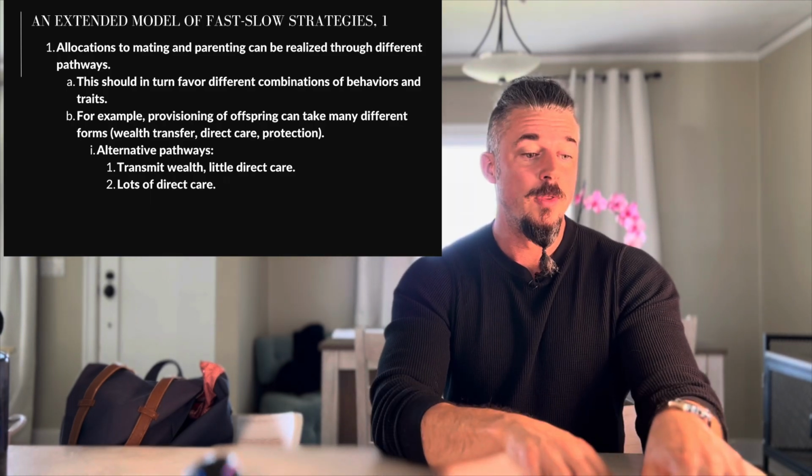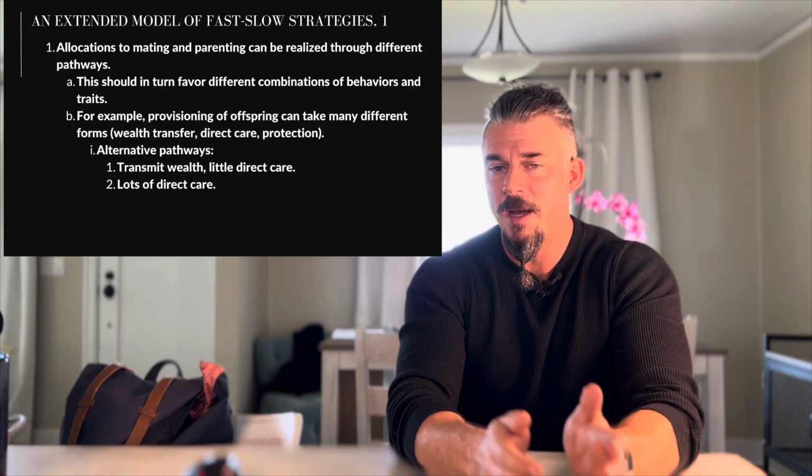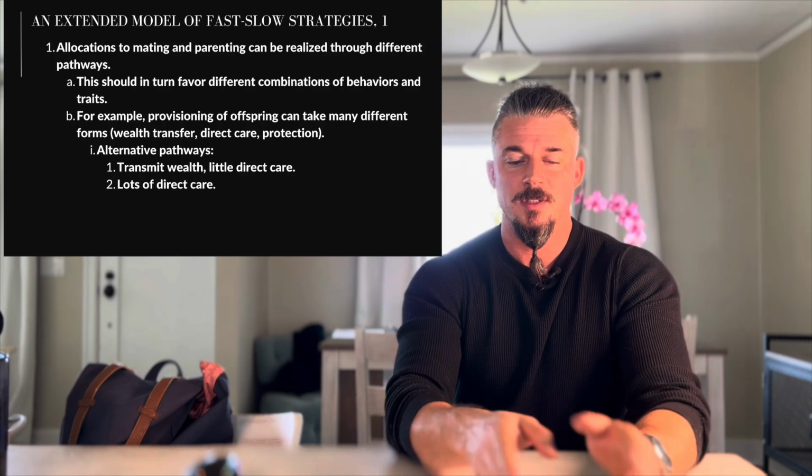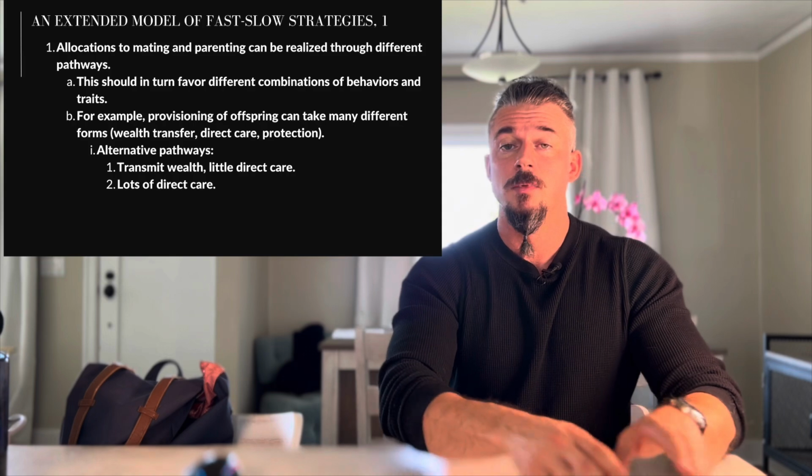Protection: are you there physically? Are you able to hire armed guards or whatever the case may be? So there are different pathways here. These are just examples of two; these aren't the only two. But transmitting wealth, little direct care, or lots of direct care.